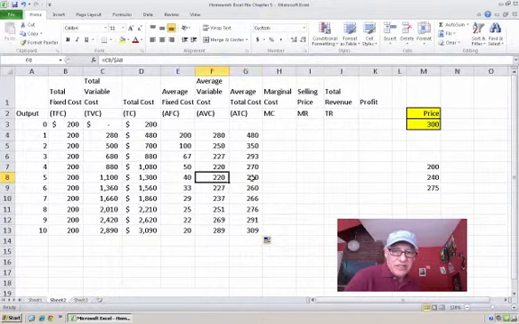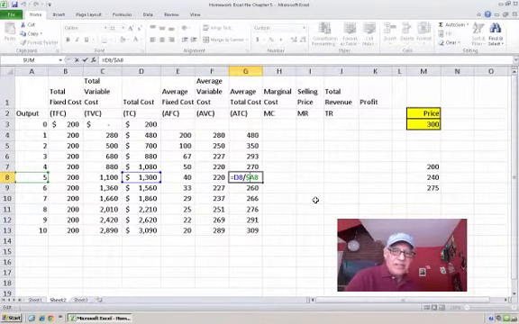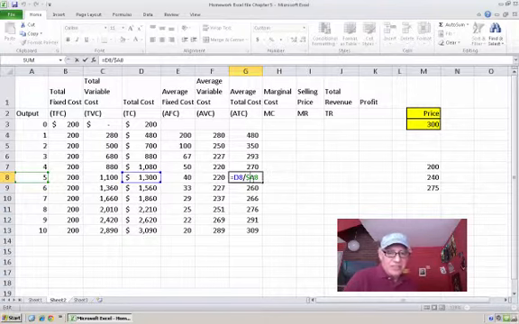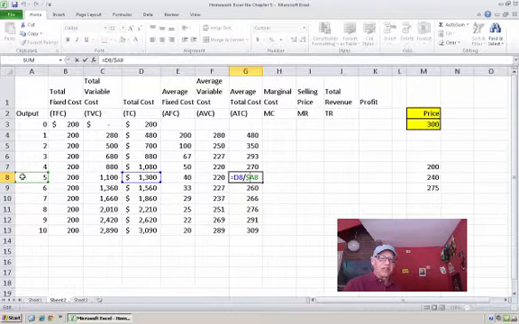Same thing, I'm just going to double click on the 260 here. Again, it's got my D8 divided by $A8, and the $ makes this all possible to do one quick formula and copy it to the right, because I always want to divide by output in A. But I want the row to be variable, so it goes down, it goes up as I copy it down. And again, same thing, it takes the total cost divided by the output, right? 1,300 divided by 5. So there's my average total costs.